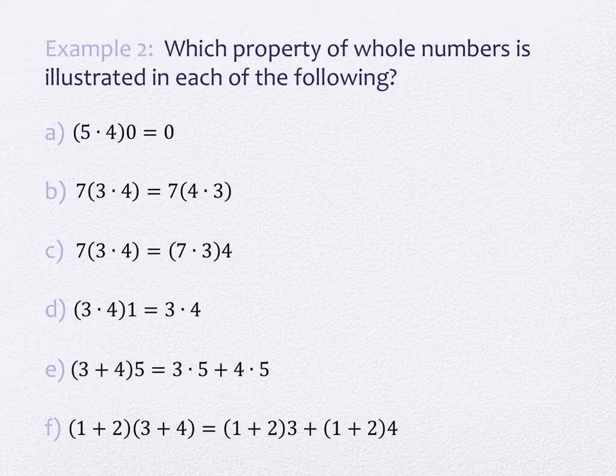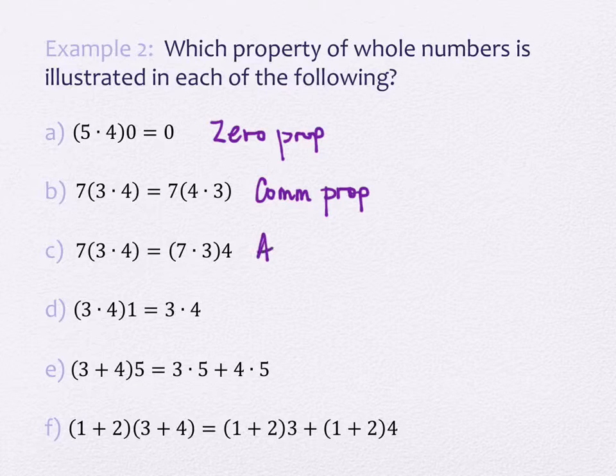All right, what did we get on the first one, on A? What property is part A? It is the zero property. How about the second one, part B? That is the commutative property. Don't look at things and think, just because I see parentheses, it must be associative or distributive. It doesn't have to be. How about part C? That one is the associative property.